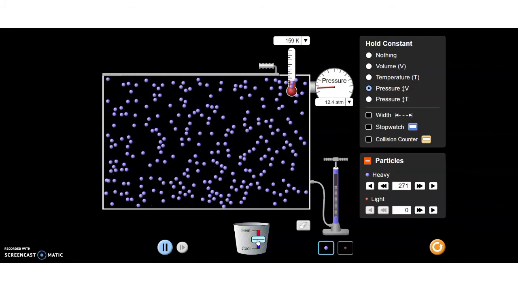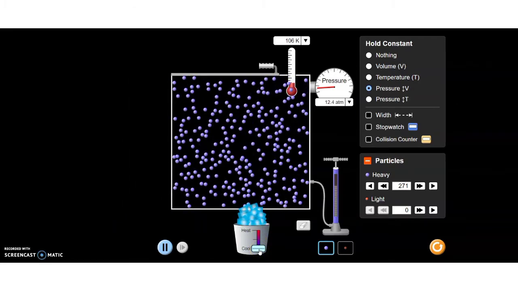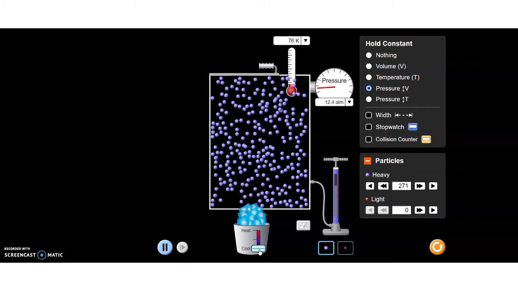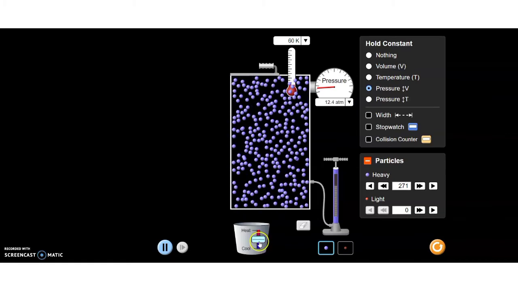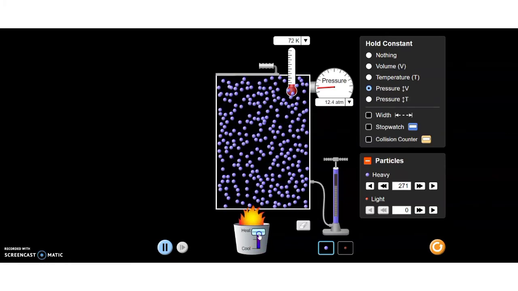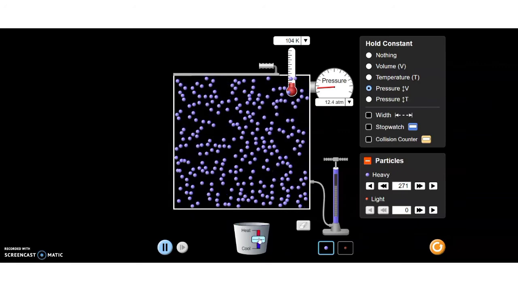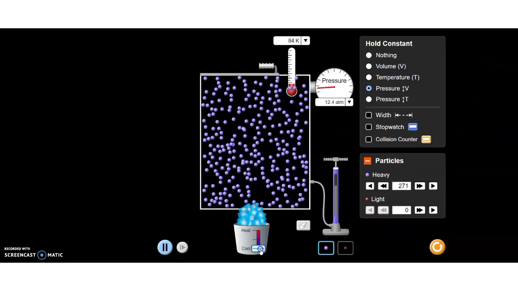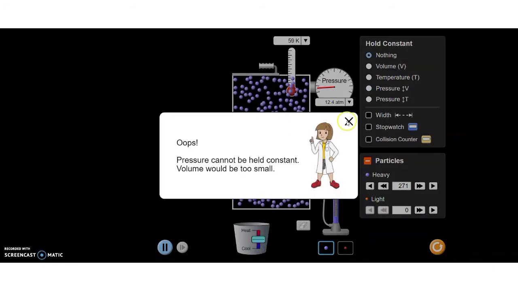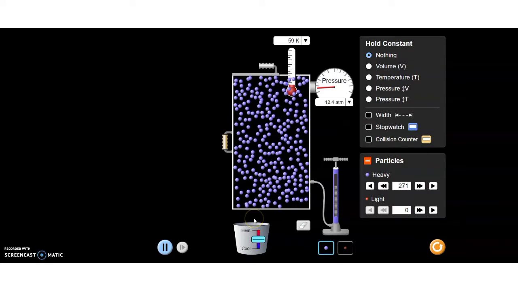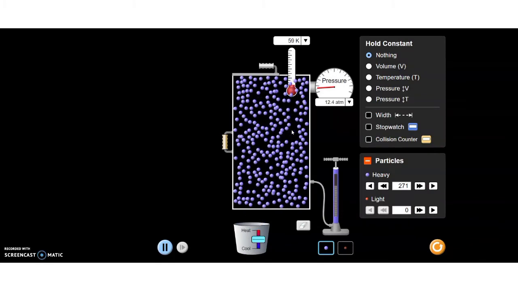We'll see what happens if temperature decreases. If we are cooling this, what will happen? If temperature decreases, volume also decreases. This is the statement of Charles' law. If temperature increases, volume also increases, with pressure remaining constant. If temperature decreases, volume decreases. That is, volume is directly proportional to temperature. This is the representation of Charles' law.